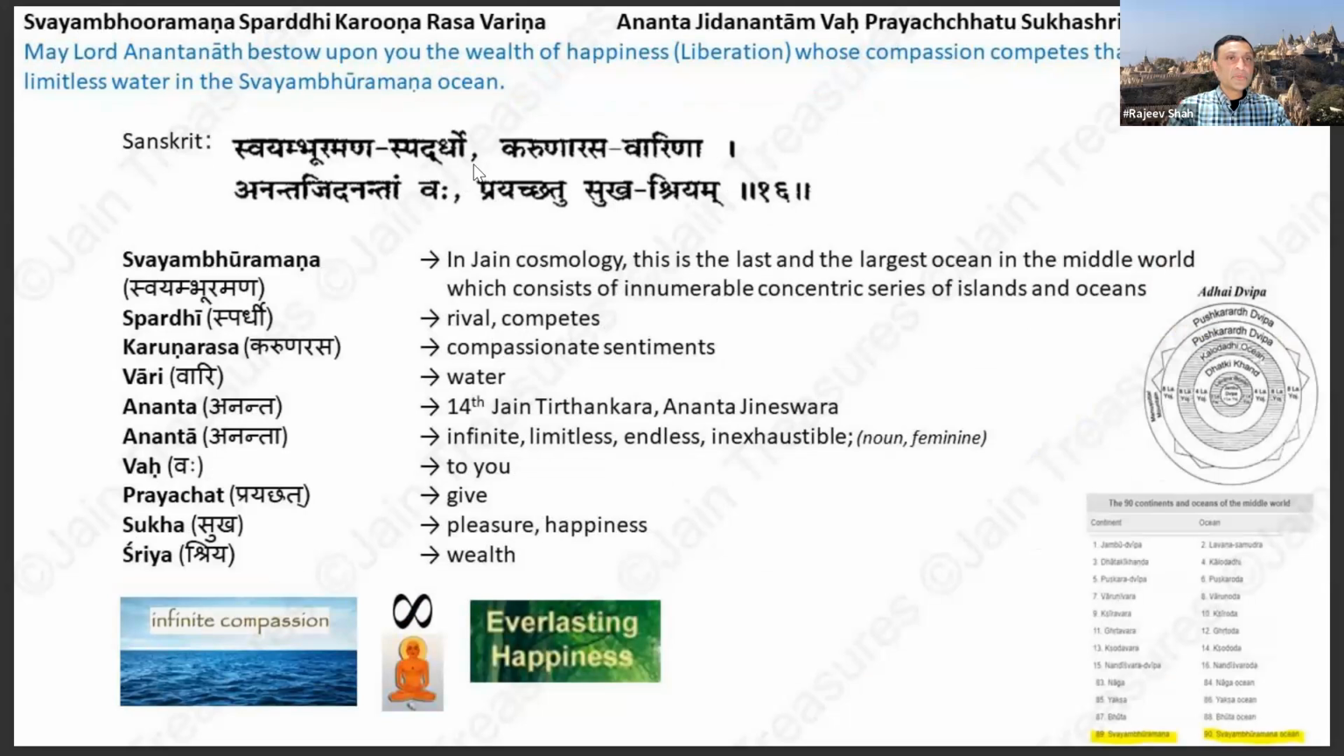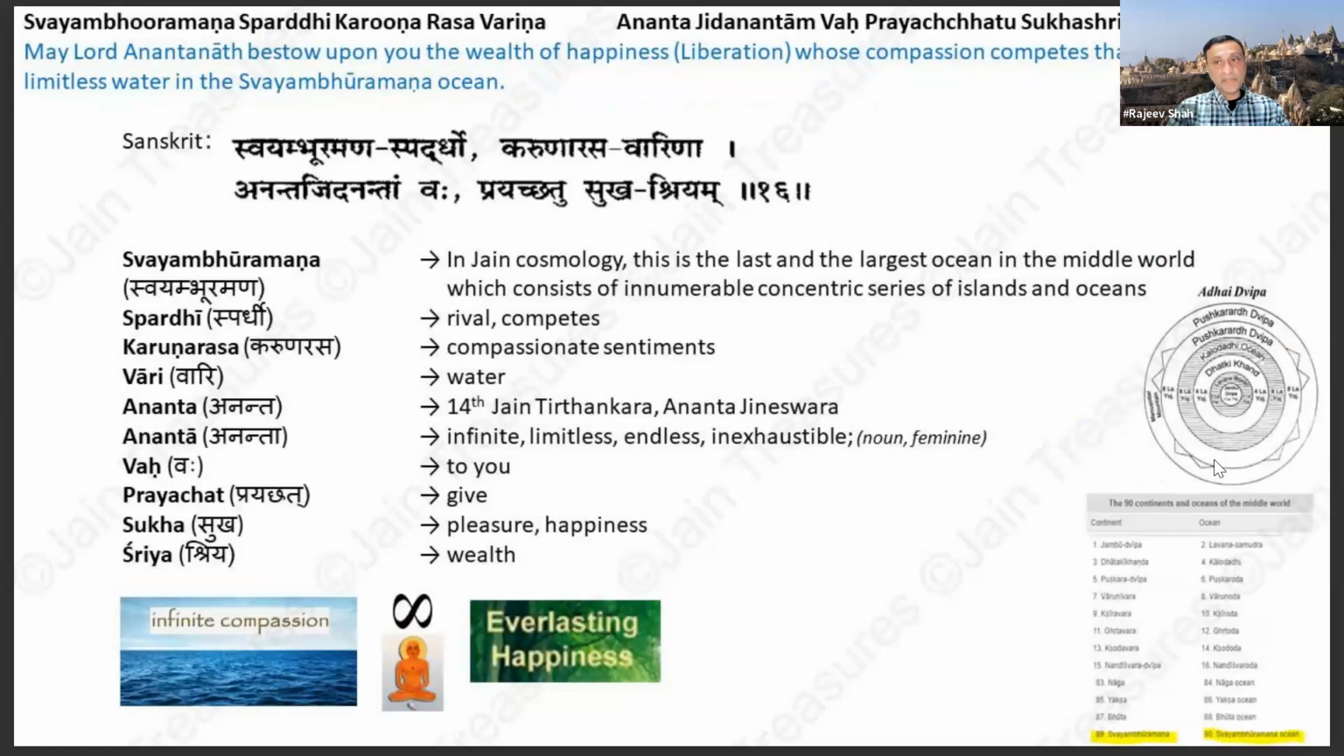Swayambhu Ramana Spardhi, Karuna Rasavarina, Ananta Jinantamba, Prachattu Sukashriyam. So the first word is Swayambhu Raman. So this is interesting. In Jain cosmology, this is the last and the largest ocean in the middle world, which consists of innumerable concentric circles of islands and oceans.